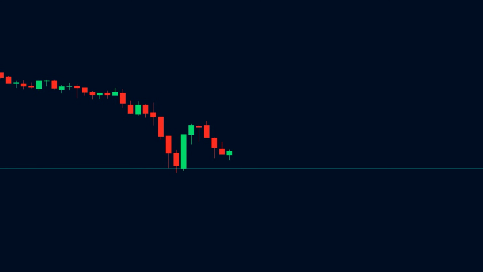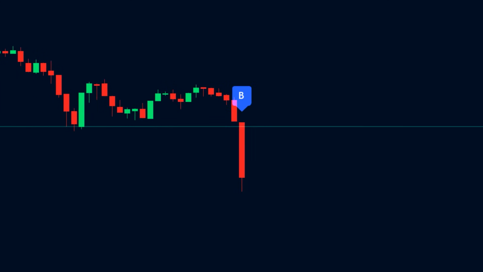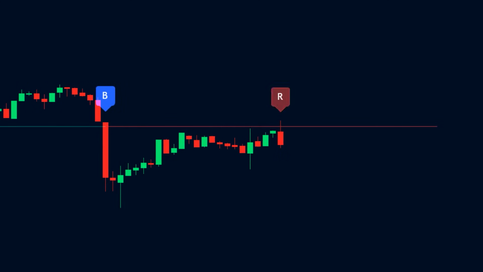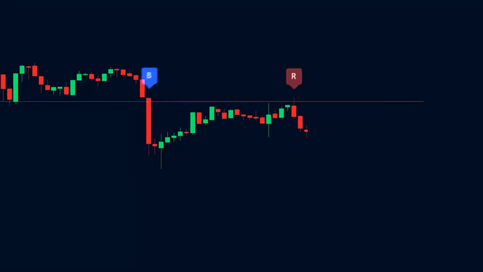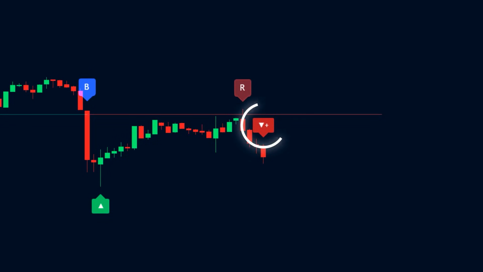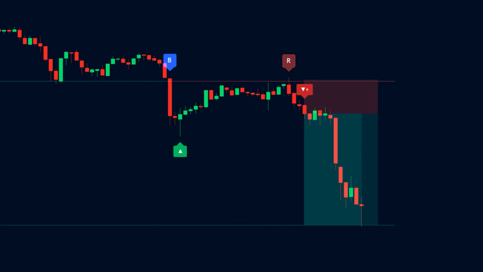Let's see how this looks in a short setup. Here, price has been consolidating above this support zone. The zone is based on a daily swing low. Then price breaks through the zone with a strong bearish candle, turning the support level into resistance. Now wait for price to retest the newly formed resistance level and print a label. Once you get the retest, wait for confirmation from the SFX algo. When the indicator prints a bearish signal after the retest, that's your entry. Place your stop loss above the zone and target the nearest support level below.